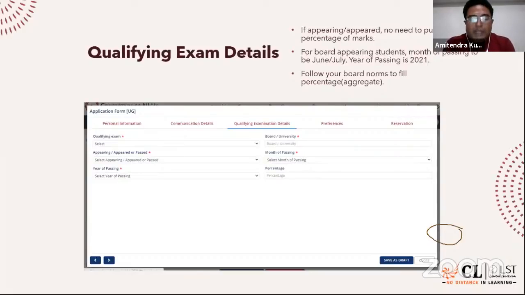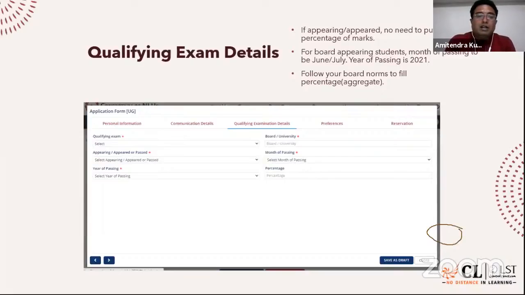Then board and university, whatever board or university. For example, students from the state of Maharashtra, where there is a junior college concept, and there are other states where you have a junior college concept, your institution might be affiliated to a university actually. So you have to type the name of the respective board or university from where you are appearing for your class 12th board examination.